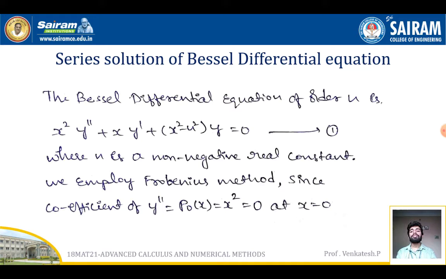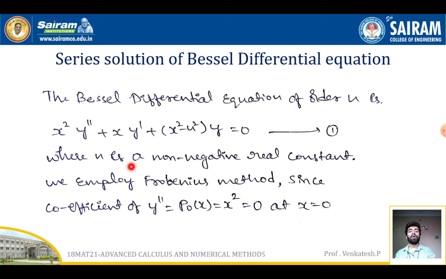So now we will see how to find the series solution of the Bessel differential equation by using the Frobenius method. The Bessel differential equation of order n is x square y double dash plus x into y dash plus (x square minus n square) into y is equal to 0.